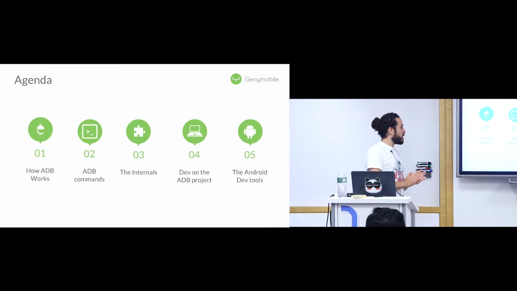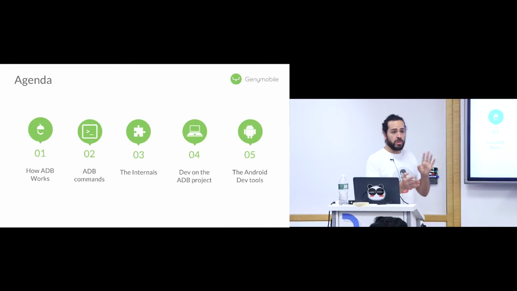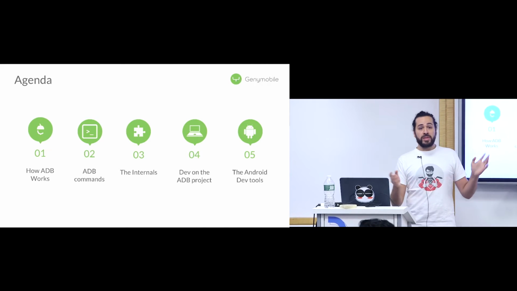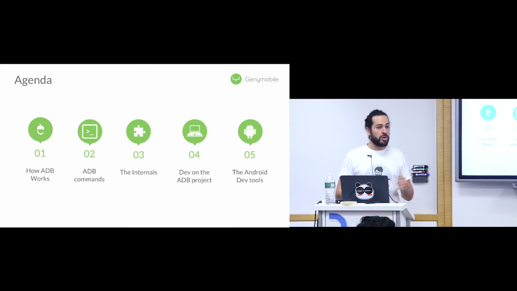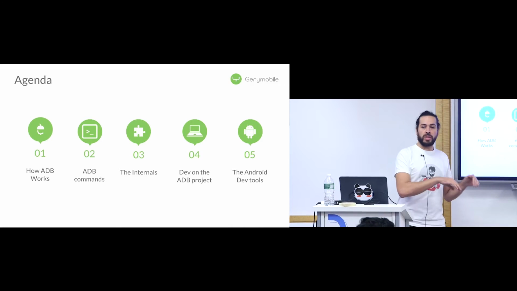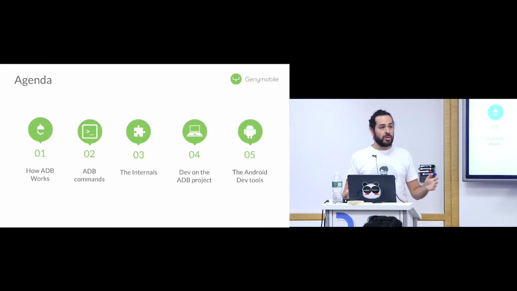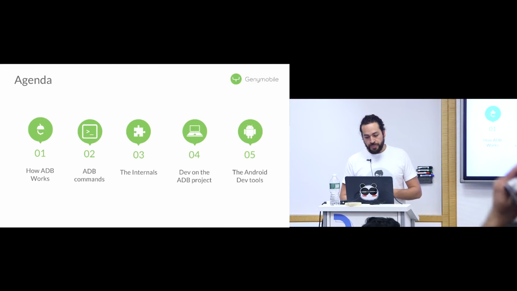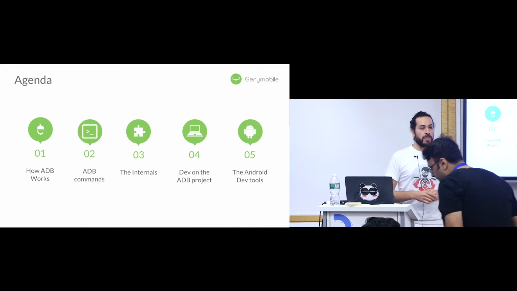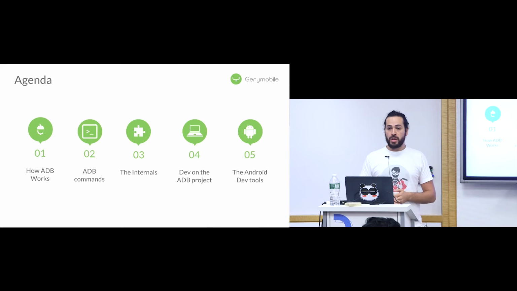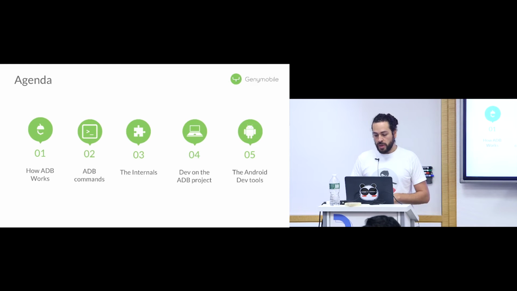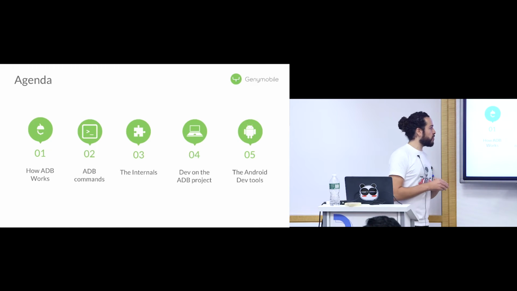So the program of today, we'll start with a big picture of ADB, how it works, but the big picture. Then we will talk about a few ADB commands. Maybe some that you haven't heard about already, but the idea is also to see what they are doing from inside. Then we'll talk about the internals of ADB, so what protocols are used inside. And the fourth part is if you want to start developing on ADB, to just grab the source code and understand it a little bit. And on the last part, we will just focus on the Android dev tools and how they are using ADB.